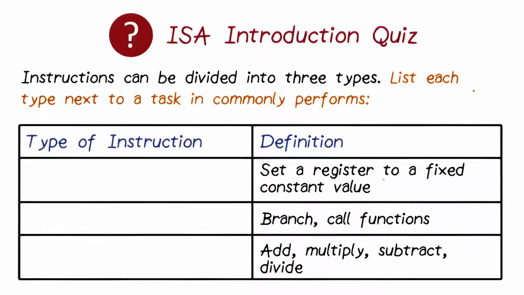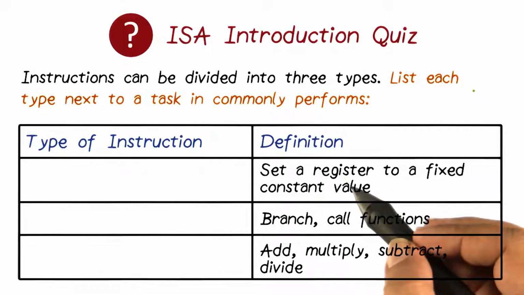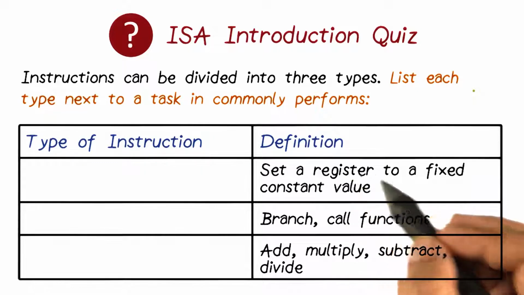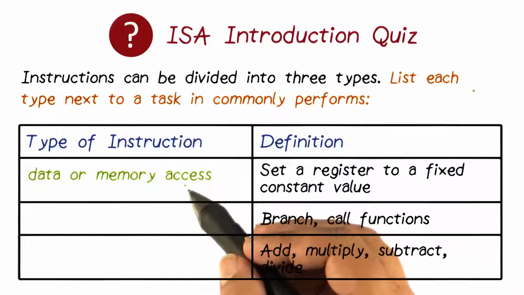Let's begin this particular lesson by taking a quiz of what these instructions are divided into. So here is a description of 3 different kinds of functionalities, and we want to name what kind of instruction it will be. The type of instruction that would do this would be something which will deal with data or memory access, such as a load or a store.